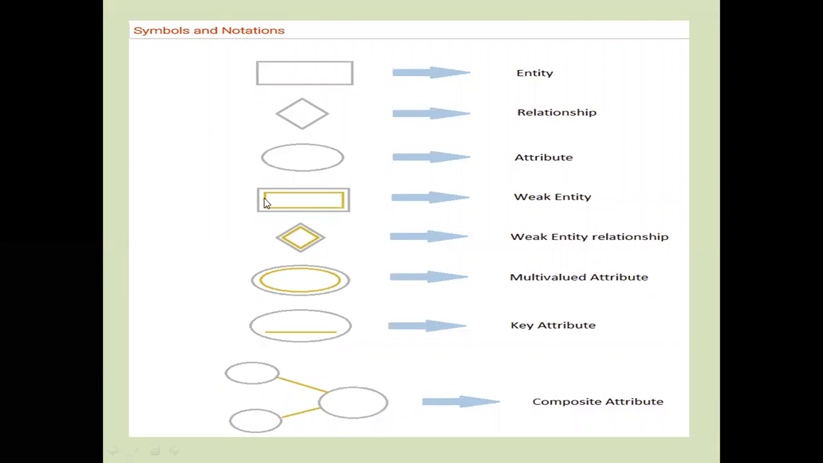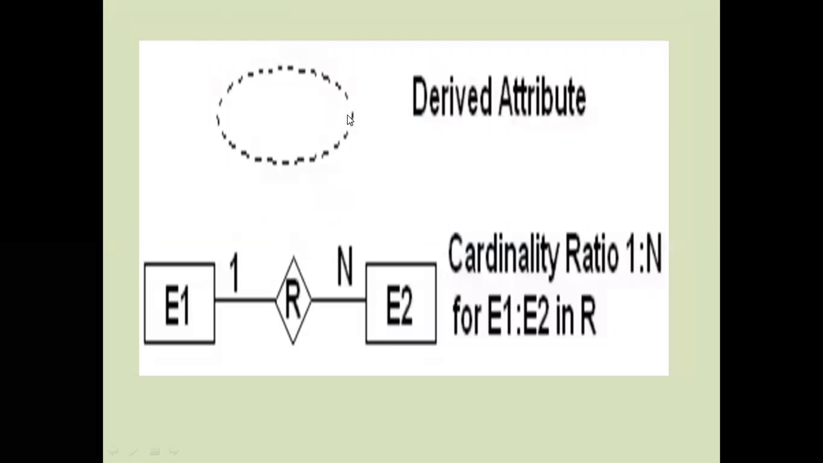In the same way, a double rectangle is used for representing the weak entity, and a double diamond symbol is used for representing the identifying relationship of the weak entity. And if it is a dashed ellipse, it is a derived attribute.